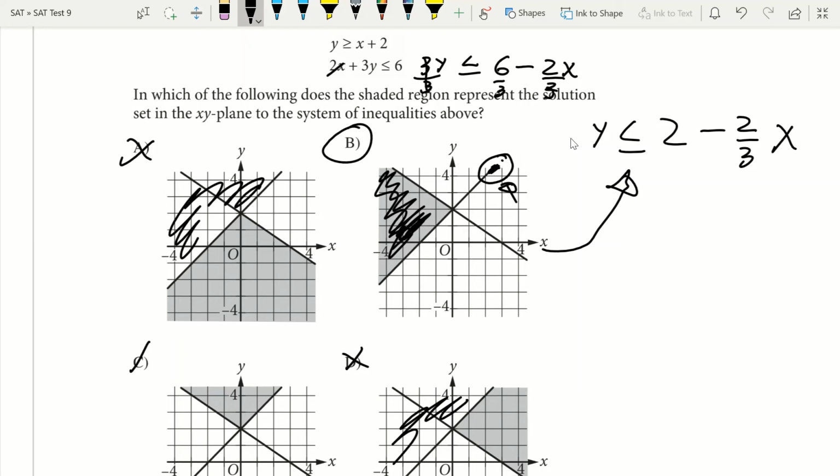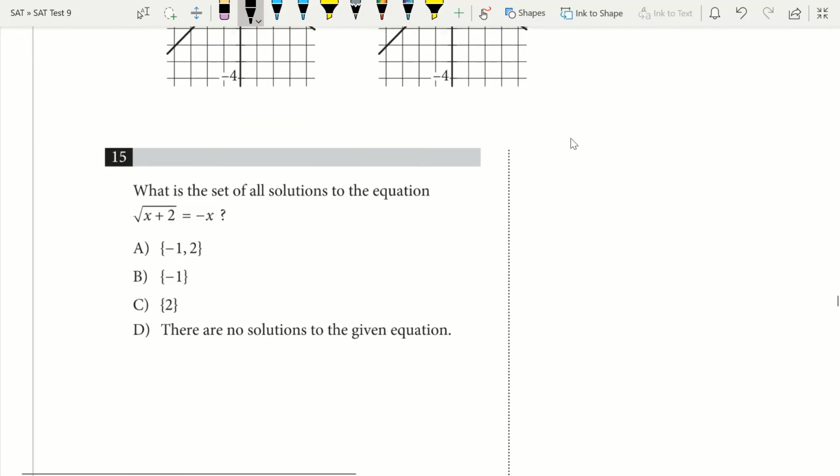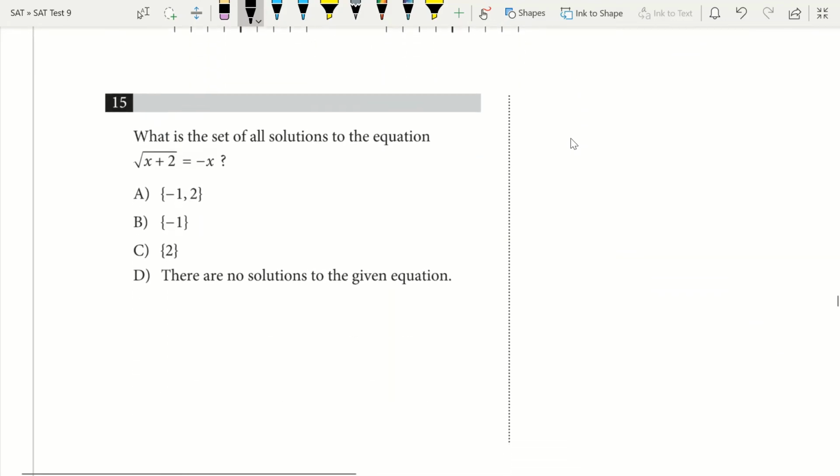So question 14, our answer is going to be B, and we can go ahead and move on to question 15. What is the set of all solutions to the equation root x plus 2 equals negative x? So when we see we have the square root, what we're going to do is we're going to square it. But if we square one side of the equation, we also have to square the other. So now we're going to have negative x squared, which gives us x squared is equal to x plus 2.